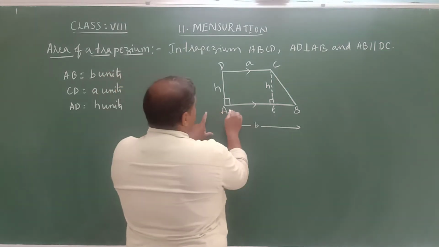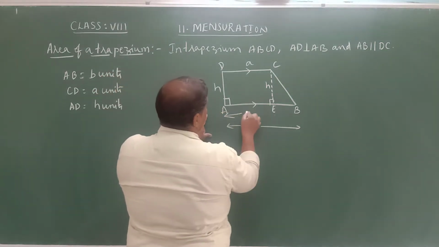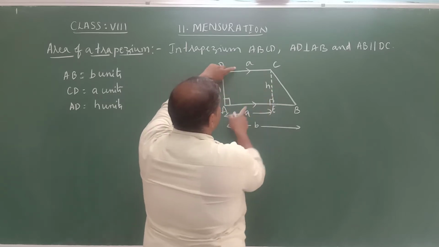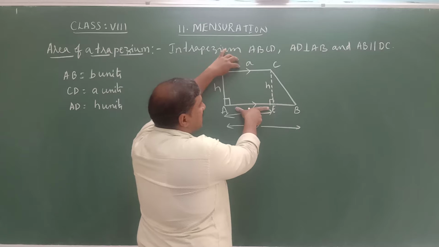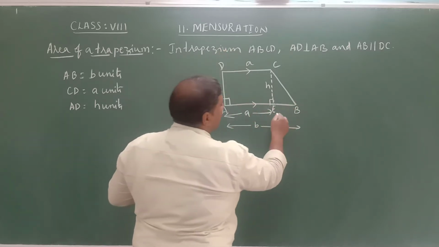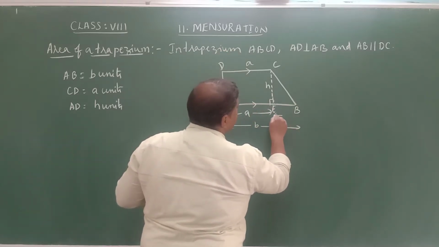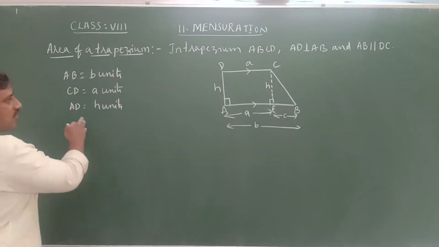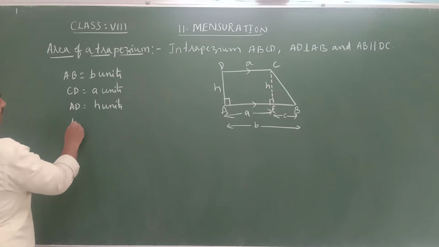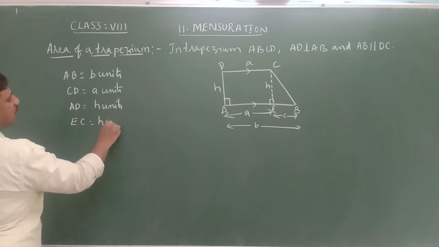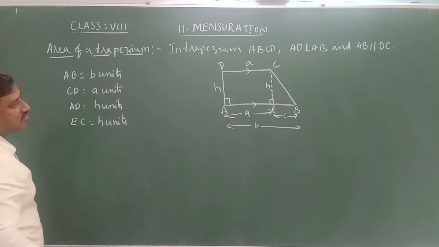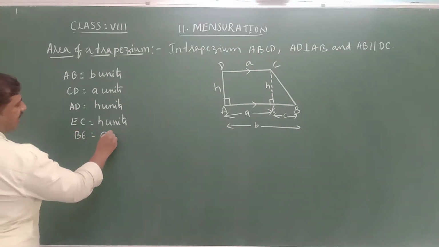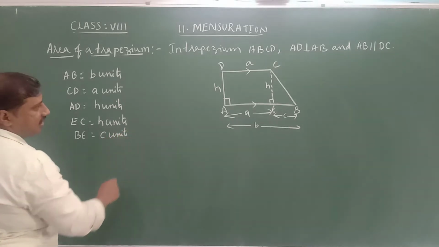Now the length of AE is equal to CD. Both are equal, that is A units. And let us take the length BE as C units. BE is equal to C units. Now write it here. EC is equal to H units and BE is equal to C units, like this.